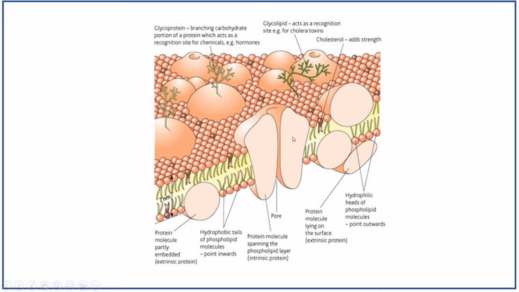You also have intrinsic proteins, which are proteins which span the phospholipid bilayer, and these can either be channel proteins or carrier proteins or sometimes enzymes. Then you've got some extrinsic proteins, which are proteins found on the outside or external of the cell membrane. You've also got glycolipids, which can act as recognition sites, for instance, for cholera toxins. And you've got glycoproteins, which are the branching carbohydrate portion of a protein, which acts as a recognition site for chemicals like hormones.